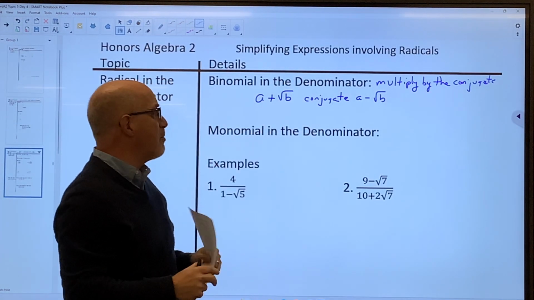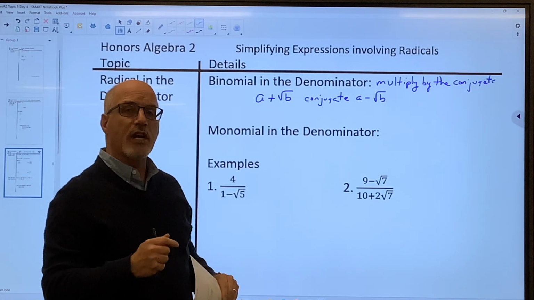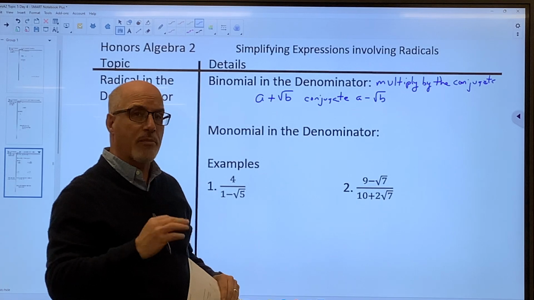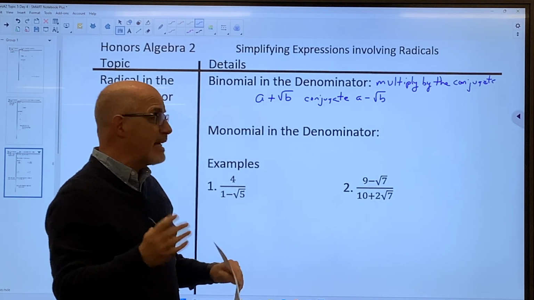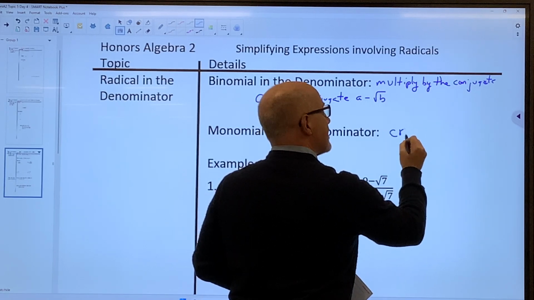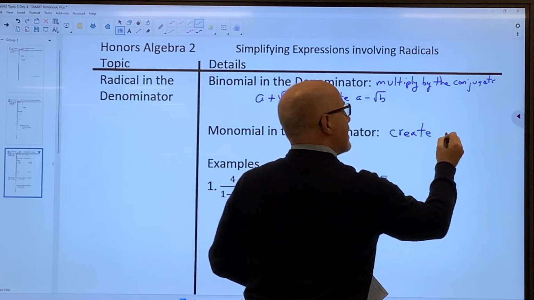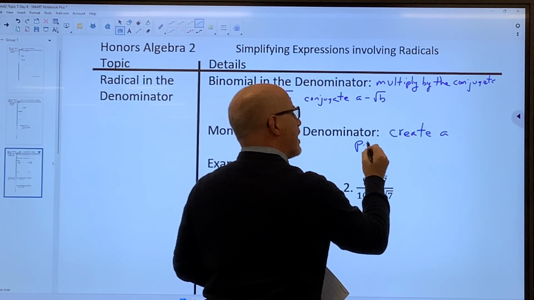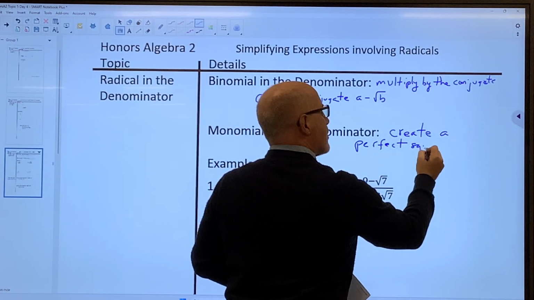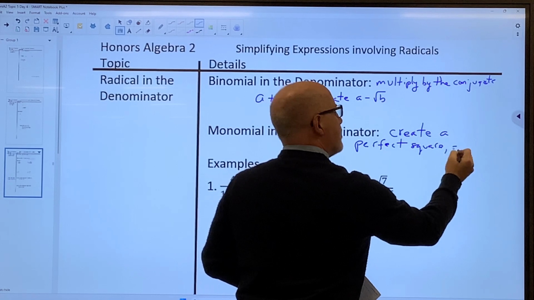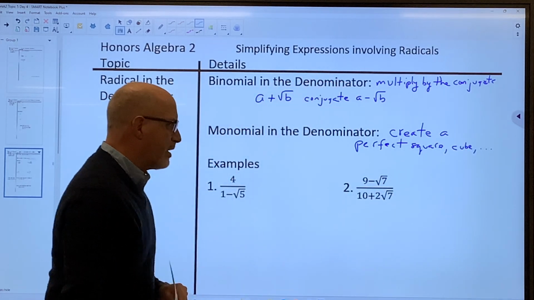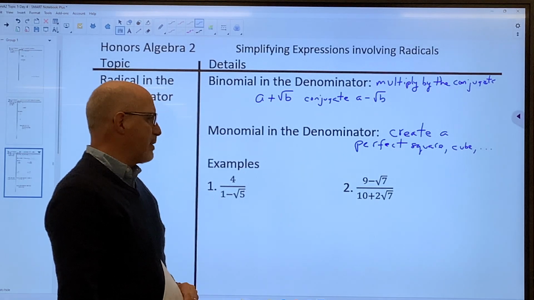Now, if you just have a monomial in the denominator, you want to create a perfect square or a perfect cube or a perfect whatever the index is. All right, so let's go ahead and look at a couple examples here.